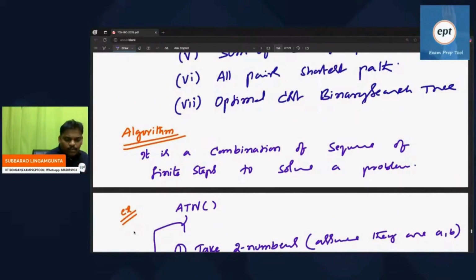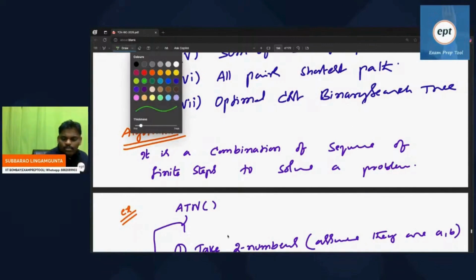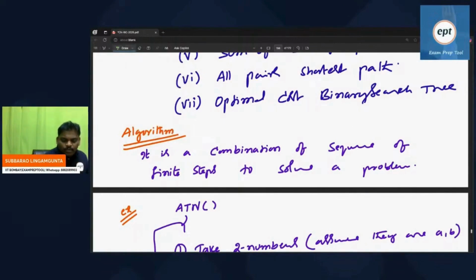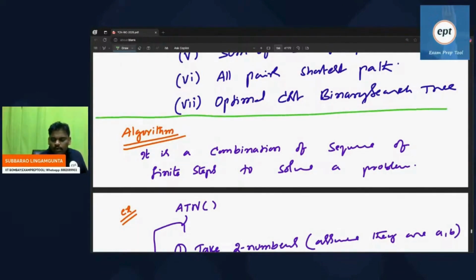So remember, the algorithm subject started here. I am writing the boundary also. The actual algorithm subject started here. If anyone came late, don't worry. From here you can follow.